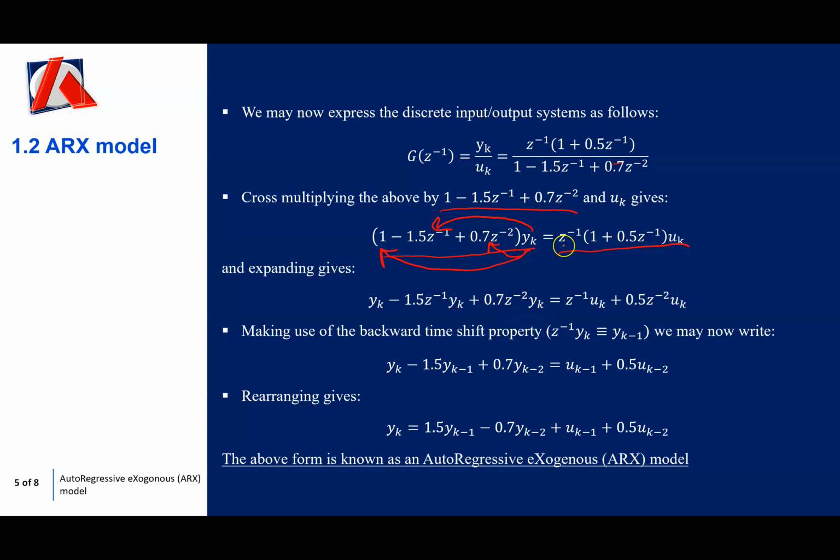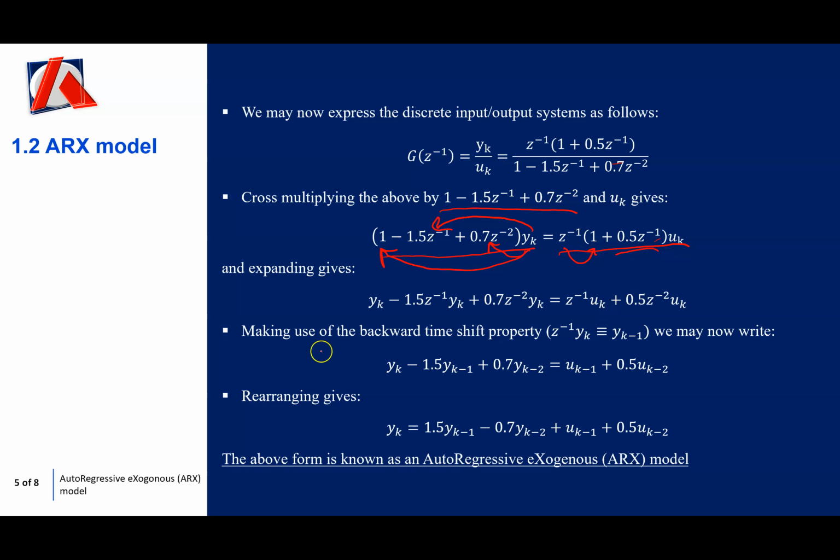And then likewise here, z minus 1 multiplied by 1 is going to give you that there, and then z minus 1 times 0.5 minus 1, so it's going to give you minus 2, so it's going to give you that. And then just remember you've also got this u of k, because it's outside the brackets, the u of k and u of k here.